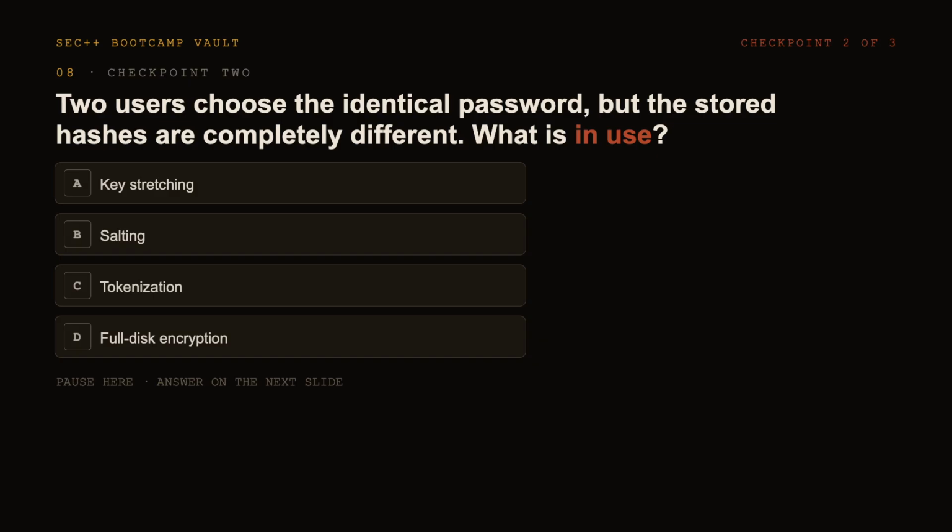Checkpoint 2. Two users choose the identical password, but the hashes stored in the database are completely different. What is in use? A. Key stretching. B. Salting. C. Tokenization. D. Full disk encryption. Same input, different fingerprints. What causes that? Pause now. The answer is B.